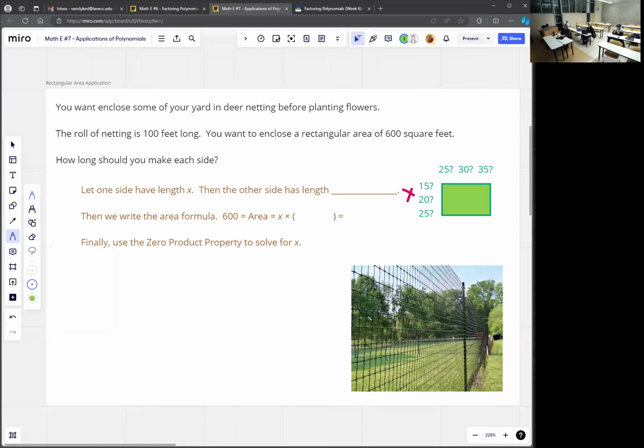So there's X. I know the whole perimeter, all four sides, will be 100 when I add them up. So what are two sides going to add up to?